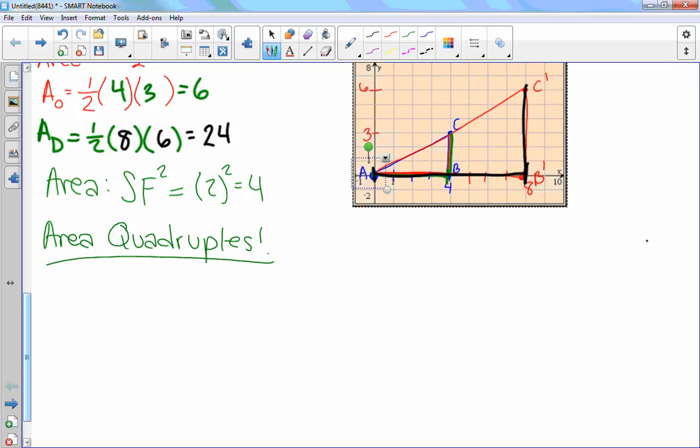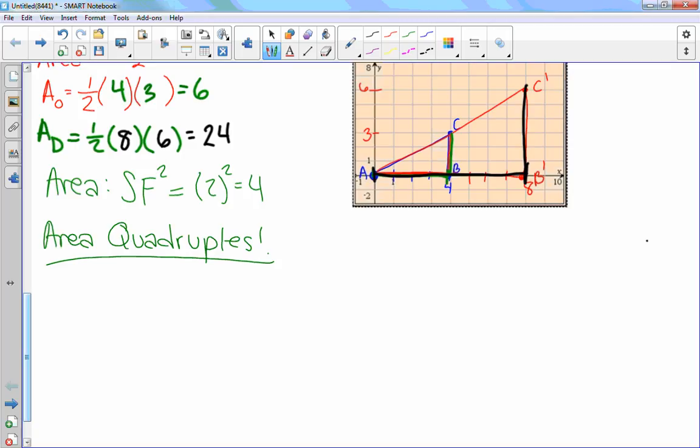Okay? All the lengths double, but the area was quadrupling. What if our scale factor was 3? What happens to the area? What's 3 squared? 9 times as big. I don't really have a word for that. After quadruples, I don't know what you call it. 5 times as big, 6 times as big, up to 9 times as big.